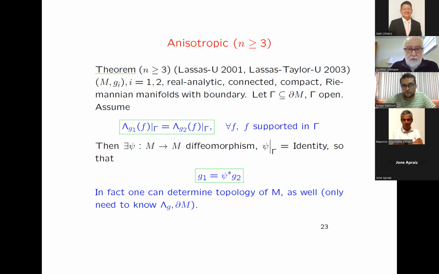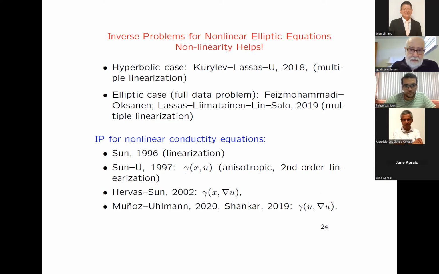Okay, so let me describe briefly extensions of these ideas to nonlinear elliptic equations. In fact, one can solve problems for nonlinear elliptic equations that one cannot solve for the linear case. This was already observed for the wave equation and the parabolic equations, and in the elliptic case in these papers. For the conductivity equation, nonlinear conductivity, there are many conductivities that do not depend on X, but on the current itself and the potential. For instance, gamma depends on X and U. It can be anisotropic. Gamma depends on X and gradient of U, or gamma depends on U and gradient of U.